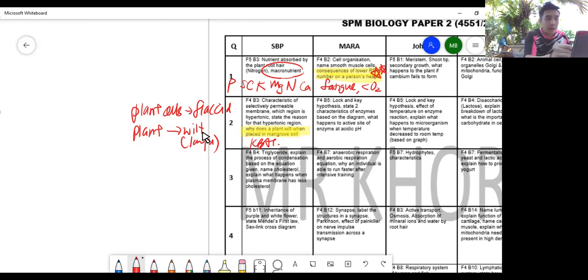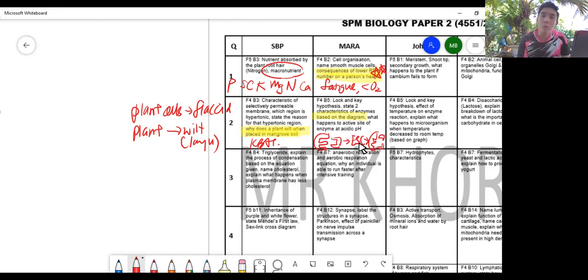Okay, next, highlight this: based on the diagram. Whenever they give you a diagram, you have to explain based on that diagram. For instance, they love to show the lock and key hypothesis. They show you an enzyme, then it forms the enzyme-substrate complex, and finally they show you the enzyme and the products.